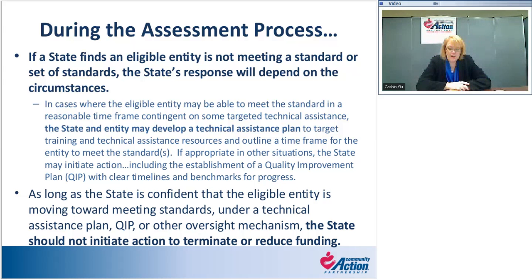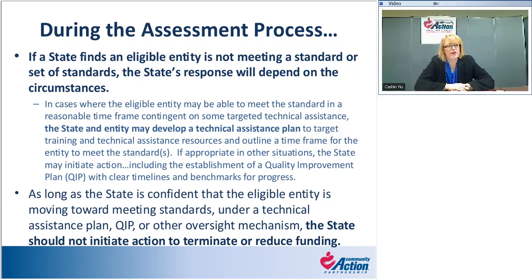If appropriate, in other situations, the state may initiate action, including the creation of a quality improvement plan. Some states may determine that there are situations where you need to have clear timelines and benchmarks. But I think this really does give states the flexibility. And most states that we've talked to have this two-tier approach. This allows us to formalize it in a very concrete way, which I think is a very good thing.